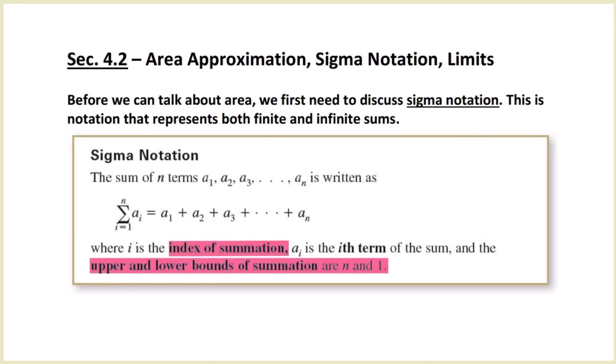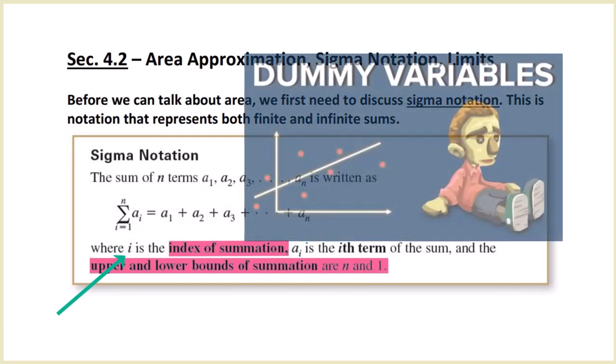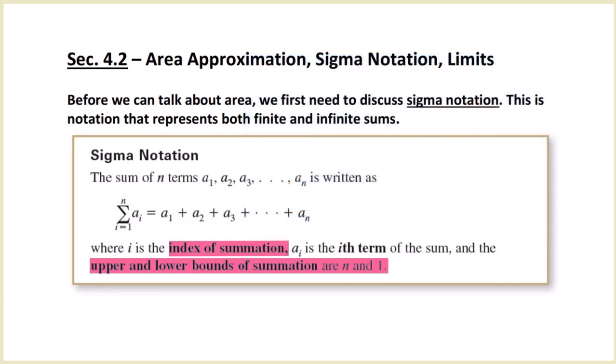All right, so sigma notation. Y'all have seen this before. Just to point out a couple of things, this little i right here is called the index of summation. It's a dummy variable. It's just taking the place of something. a sub i is whatever i is. Like if i is 5, then a sub i would be the fifth term in that sum.